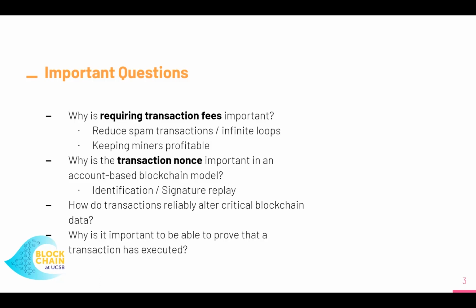When we're talking about the transaction nonce, we want to think about why it's important. Specifically for our purposes, it serves as an identification as well as allowing us to replace signatures for each transaction. So it distinguishes and differentiates transactions and allows us to make sure we can tell individual transactions apart. Some other important questions that we'll look at answering are: how do transactions reliably alter critical blockchain data? And why is it important to prove that a transaction is executed, which again, we'll look at later.